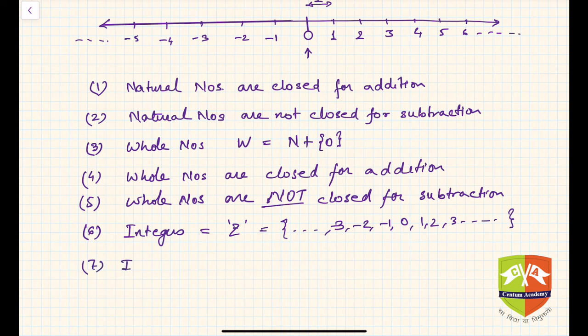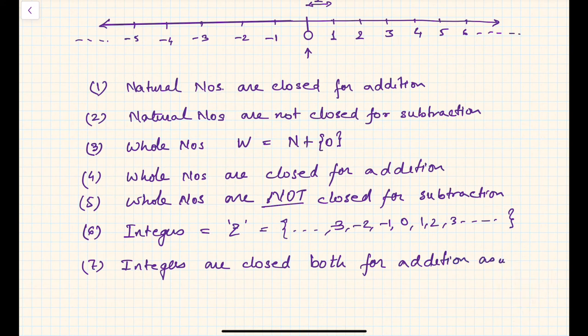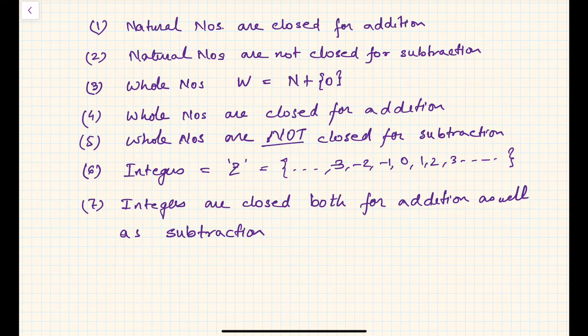And then we learned integers are closed both for addition as well as subtraction, isn't it? So if you take any two integers and you try to find out either the sum or the difference, you will always get an integer. So a very important property of integers. And then one more thing is the number line. We understood that all the integers, whole numbers and negative counting numbers, can be represented on a number line, isn't it? This is what we learned so far.